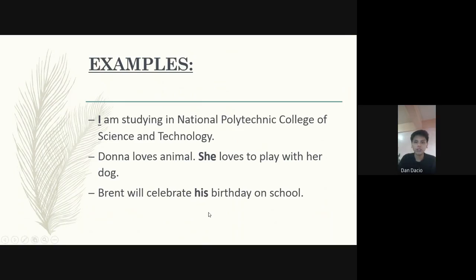So pronouns are used in order for the noun not to be redundant in the sentence. Like for example, Donna loves animals. Donna loves to play with her dog. So pronouns are used to avoid redundancy of nouns in a sentence.